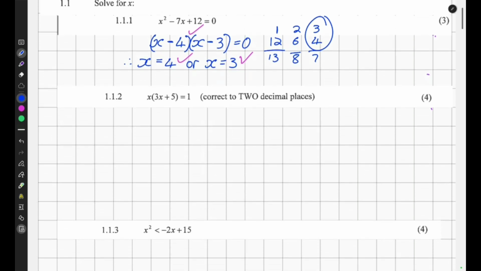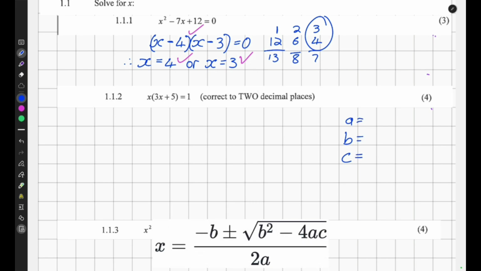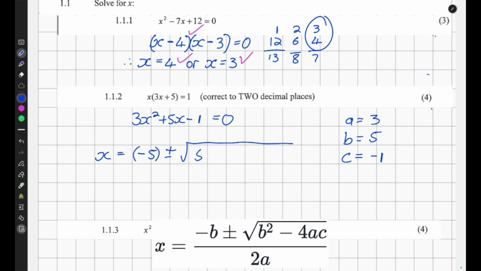The next one, like I said, I am going to have to use the quadratic formula. For that, I'm just going to jot down what my a, b, and c values are to make it easier for myself. This is not in standard form, so first step, I'm going to multiply in the x. So 3x squared plus 5x minus 1 is equal to 0. There I can see a is 3, b is 5, c is minus 1. Now my formula: x is equal to minus b, plus minus the square root of b squared minus 4ac, all over 2a. So 2 times 3 there.